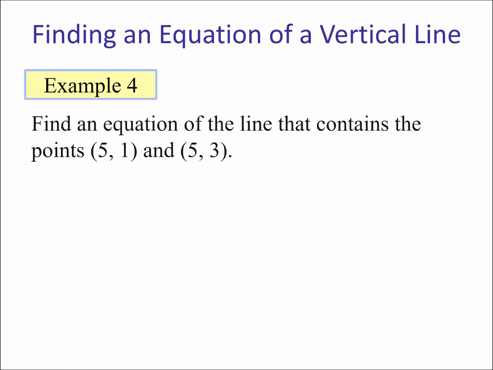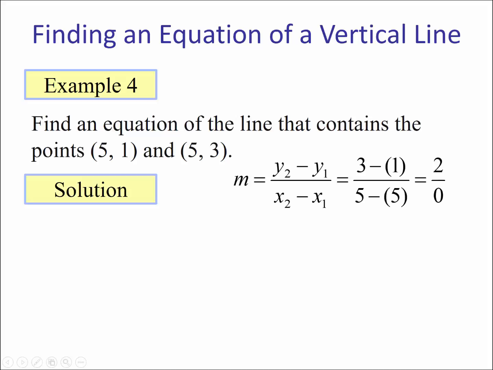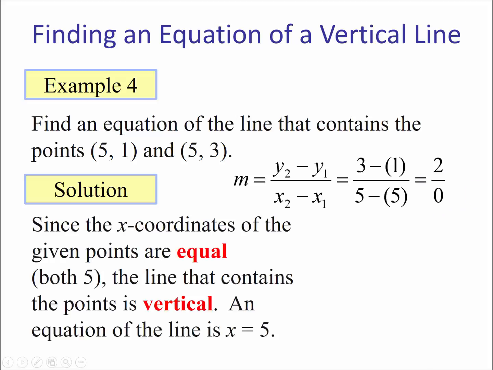Example number 4. Find the equation of a line that contains the points (5, 1) and (5, 3). Using our slope formula, we have 3 minus 1 over 5 minus 5, which gives us a value of 2 over 0. This time the 0 is in the denominator and we can't divide by 0. So this slope is undefined. When the x coordinates of the given points are equal, in this case both of them are 5, the line is a vertical line and the equation of that line is x equals 5.